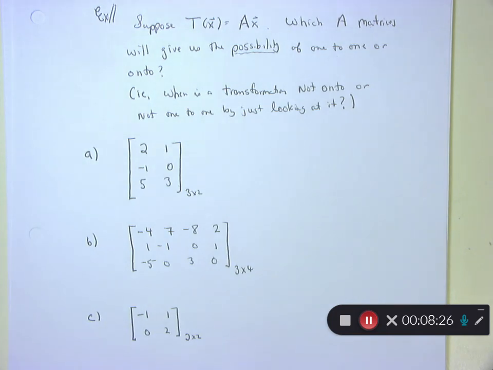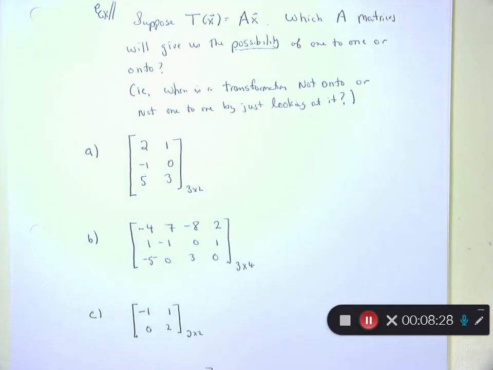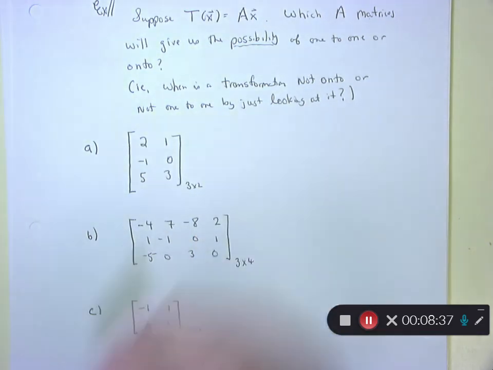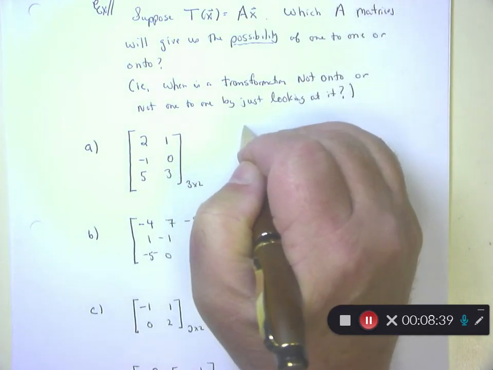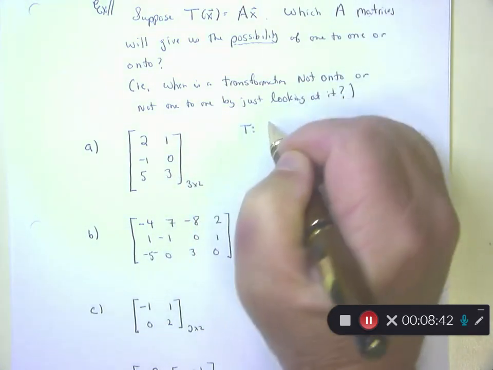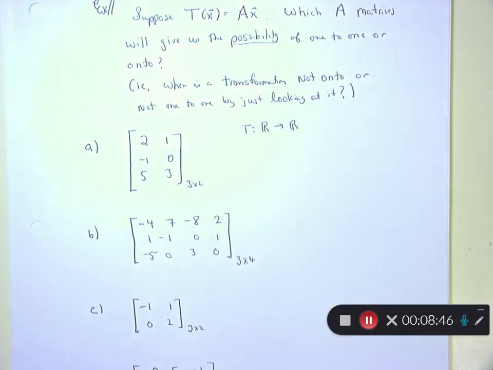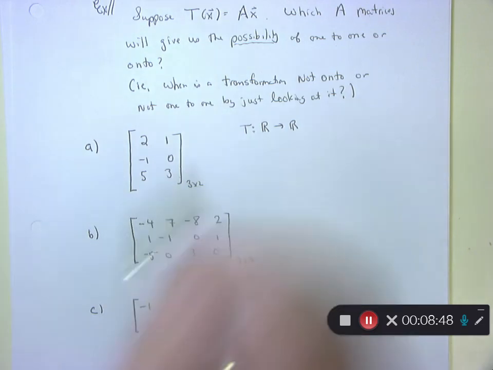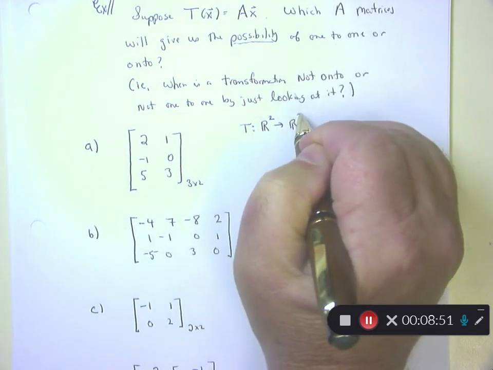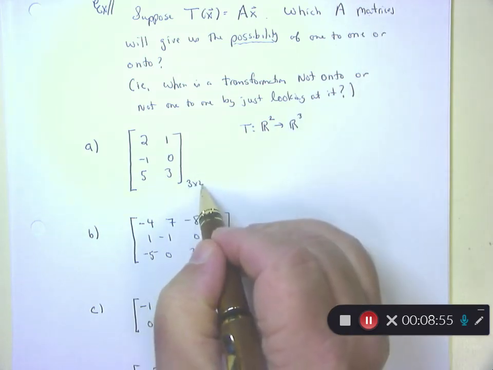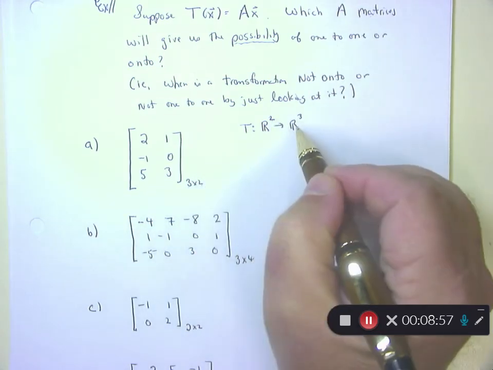All right, first off, here we go. I have a matrix right here: 2, 1, -1, 0, 5, 3. I went ahead and wrote it down for you, it is 3 by 2. That tells me right there that T is going to be a linear transformation from R2 to R3. Does that make sense? Because it's 3 by 2, so it's going to take vectors from R2 and go to R3.